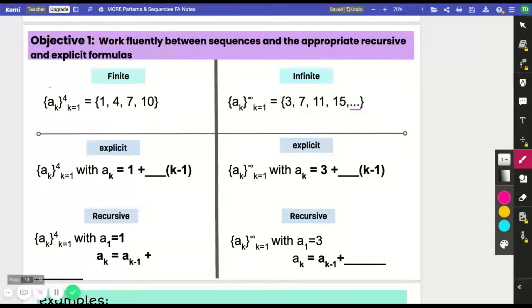So let's look at this over here. This is talking about the term number. And this 4 is telling us there are 4 terms in the sequence. And the sequence right here, k equals 1, that's telling us that it starts with the first term. Okay, so the sequence is actually starting with the first term. It's not starting with the 5th term or the 4th term. It's starting with the first term.